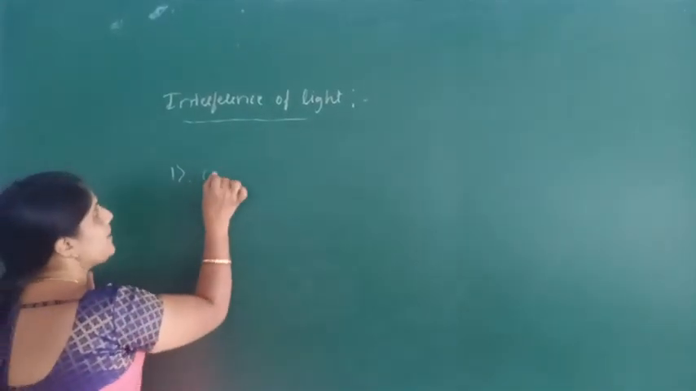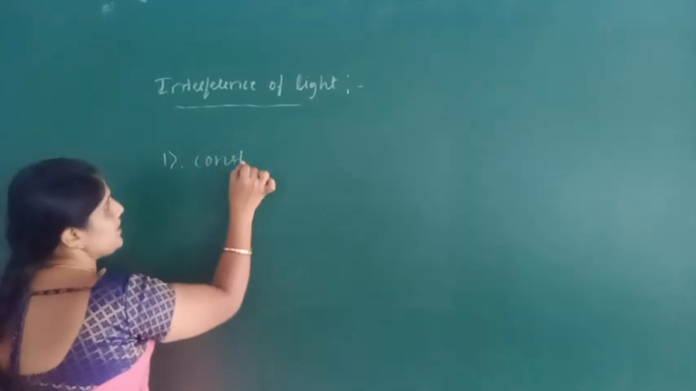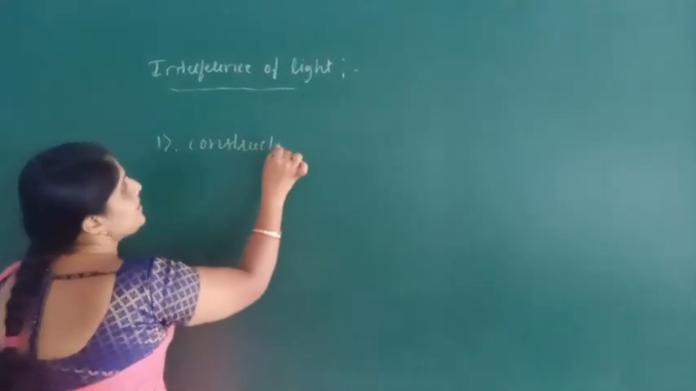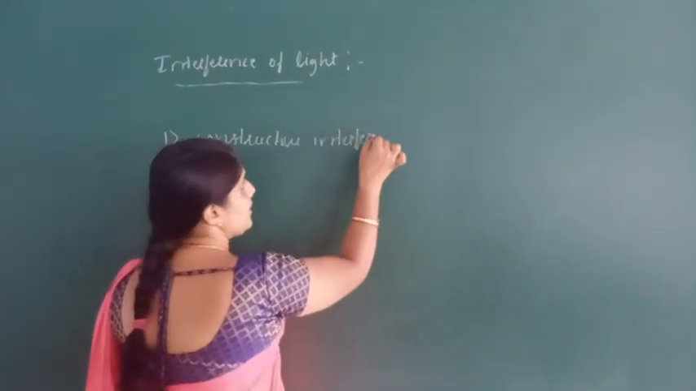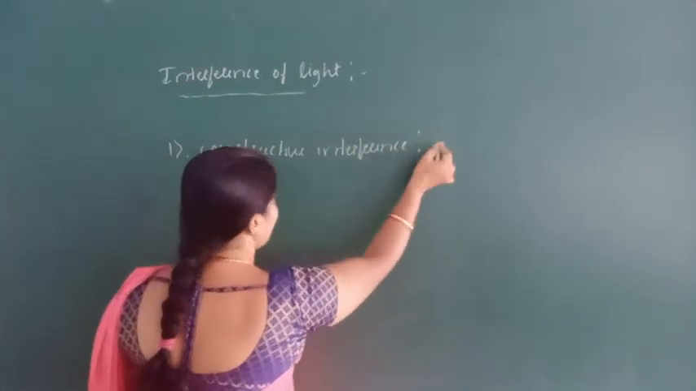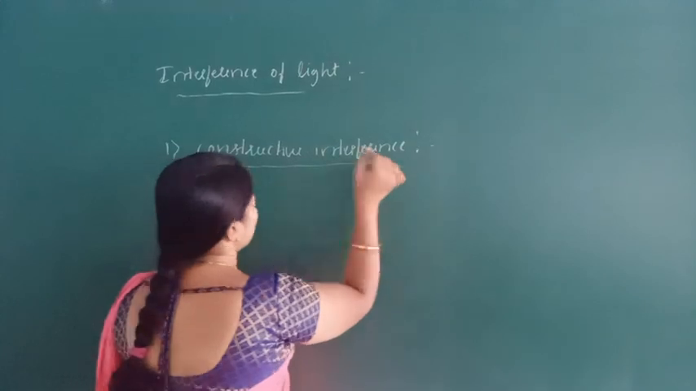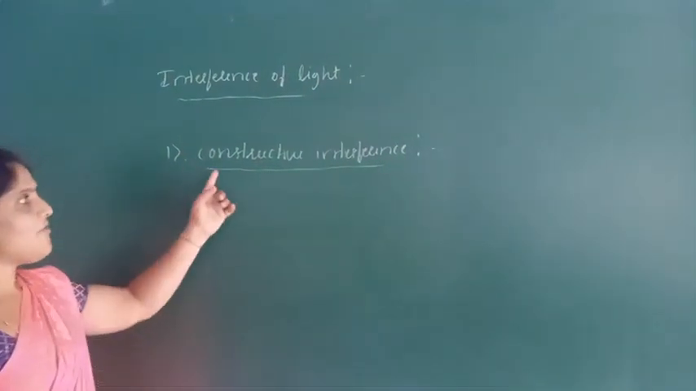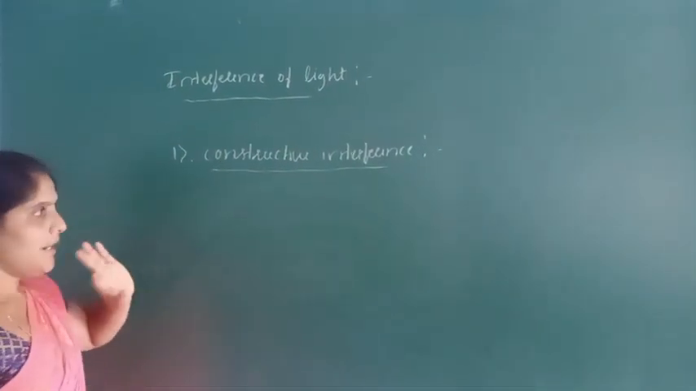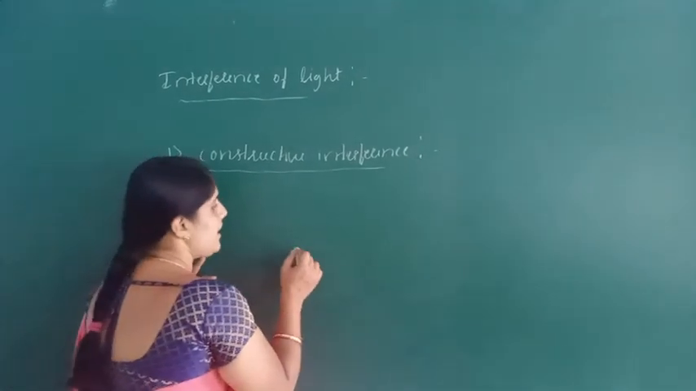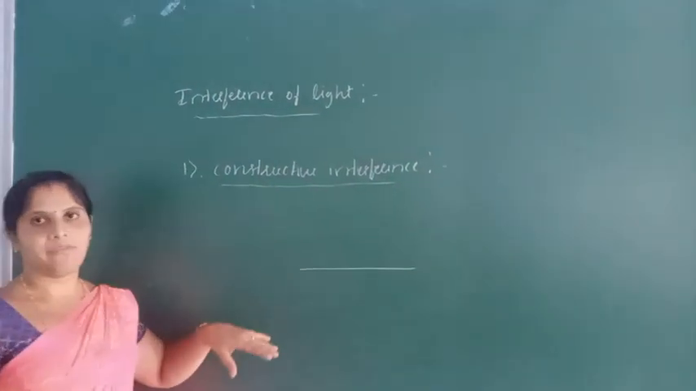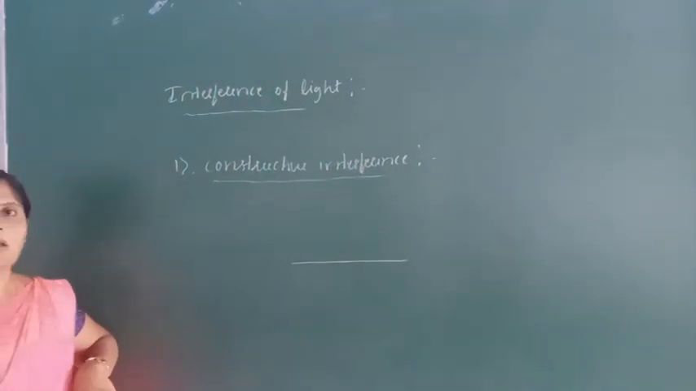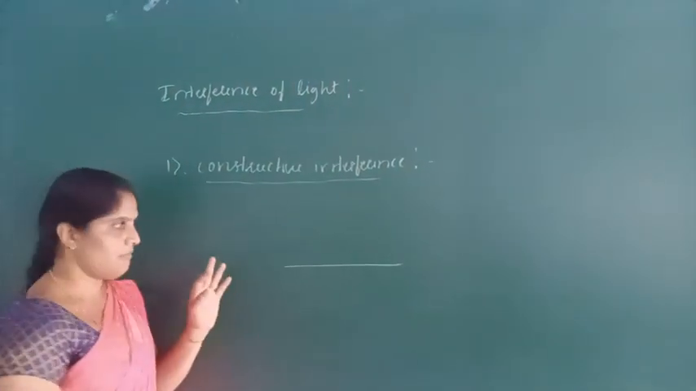There are two types of interference of light: constructive interference and destructive interference. Let me first discuss constructive interference. In constructive interference, the crest of one wave falls on the crest of another wave, and the trough of one wave falls on the trough of another wave.